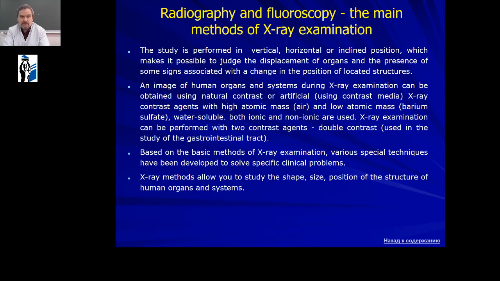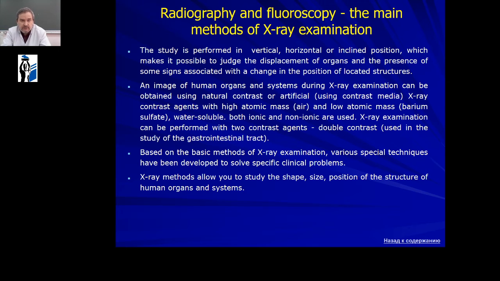Radiography and fluoroscopy are the main methods of X-ray examination. The study is performed in vertical, horizontal, or inclined position, which makes it possible to judge the displacement of organs and the presence of some signs associated with a change in the position of located structures.